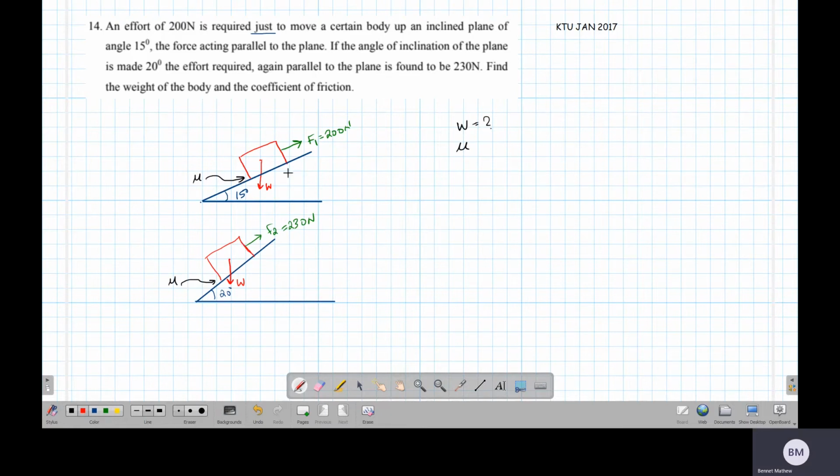Now it will be very easy. With the free body diagram, the question is very easy to solve. So I will draw the free body diagram of this box. This is my box. I have a weight W acting vertically downward from the center of mass. I have this force acting here, parallel to the plane. The value of the force is 200 Newton.